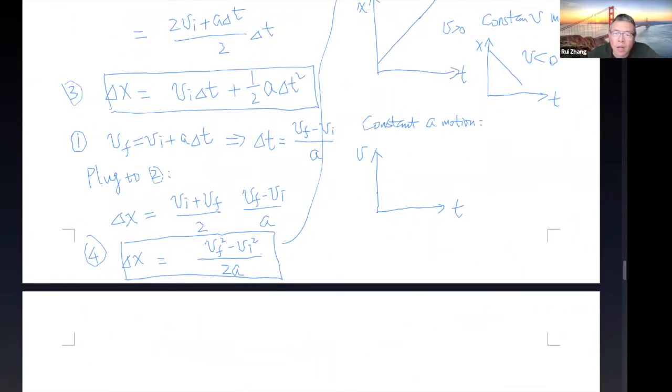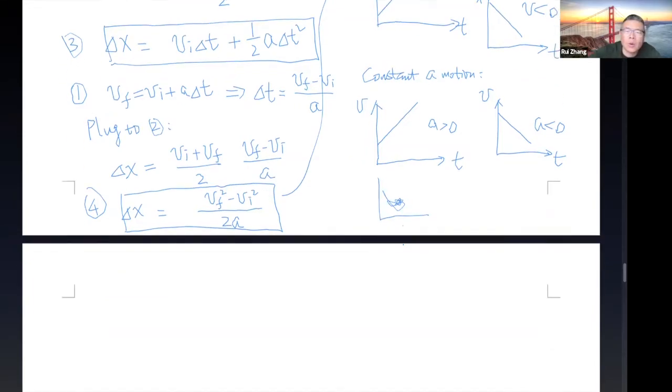So for constant acceleration motion, you again have two possibilities: velocity going either strictly up or strictly down. In both cases, the slope is constant. In this case, the slope is positive, so A is larger than 0. In this case, the slope is negative, so A is smaller than 0. So in this case velocity is going up, in this case velocity is going down.